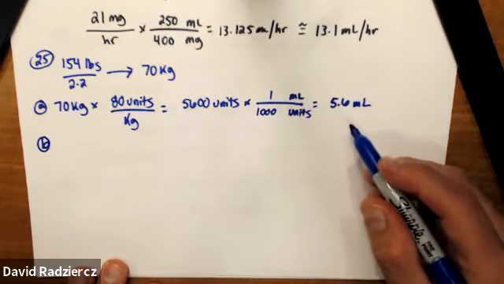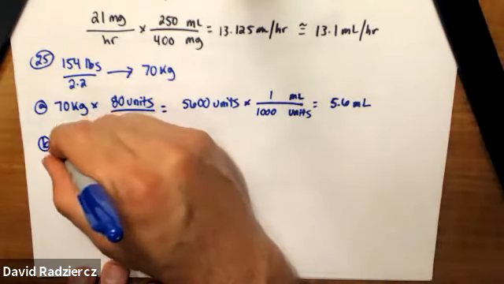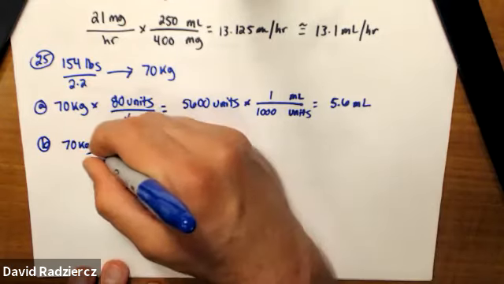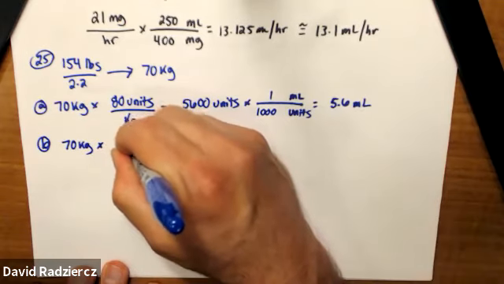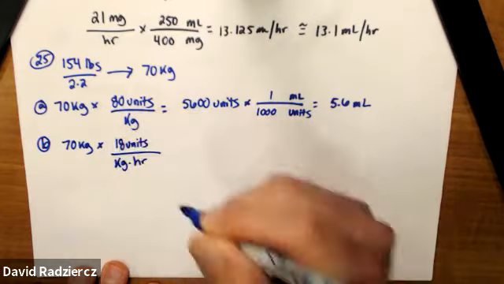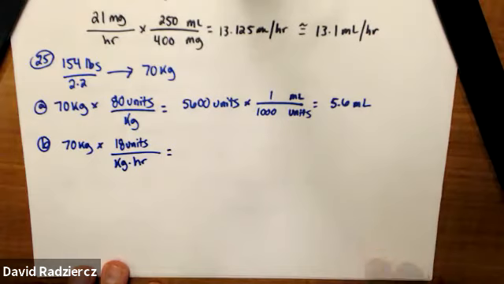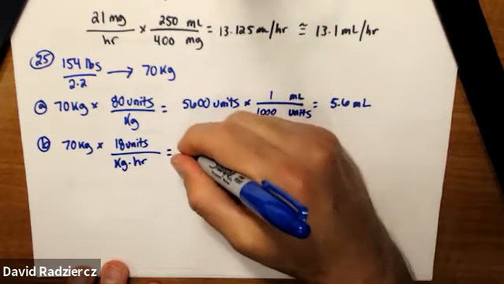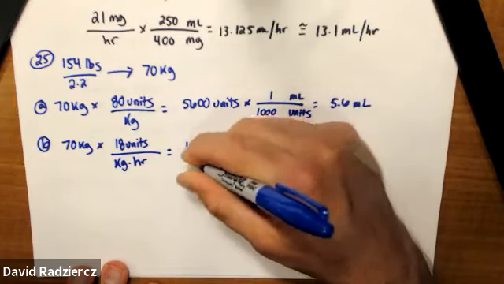Part B then says what would be the infusion rate to start this patient on. Same patient. My initial infusion rate says 18 units per kilogram per hour. So 18 times 70 gives me 1,260 units per hour.